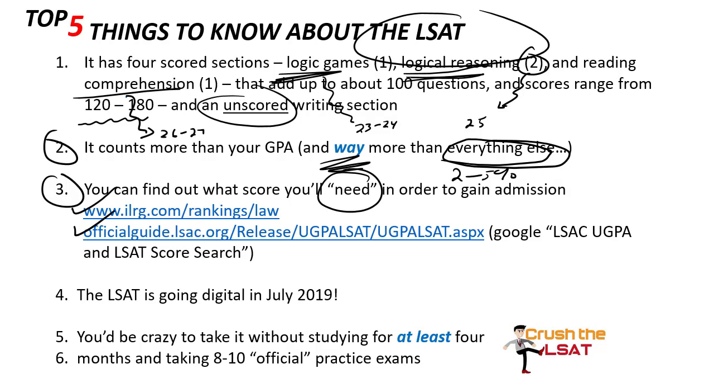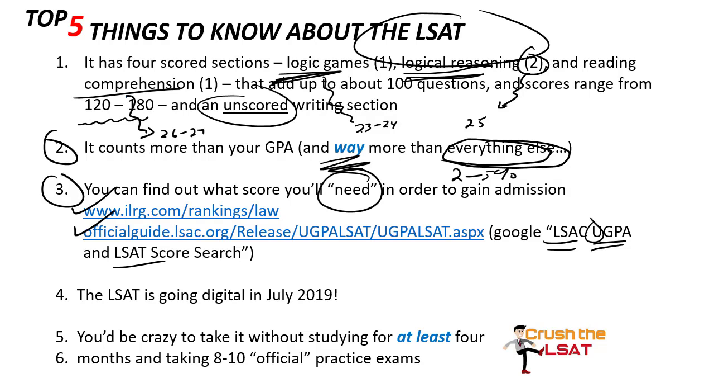The second one, a little more complicated. If you just Google LSAC, that's Law School Admissions Council. Those are the creators of the LSAT. LSAC UGPA, U stands for undergrad, undergrad GPA and LSAT. If you look at that and pick a law school, you'll see what are the approximate chances of getting into that school depending on your LSAT and your GPA.